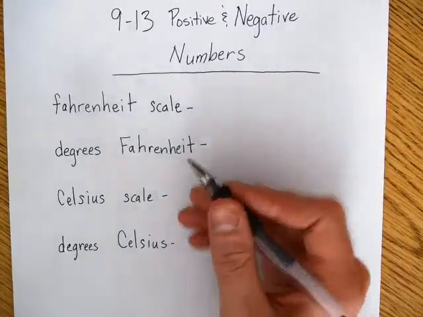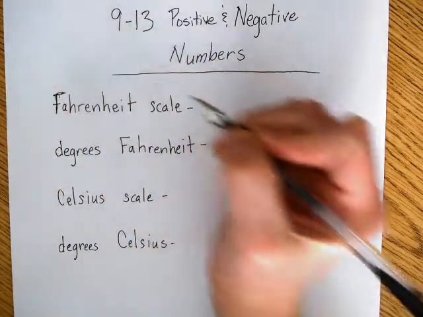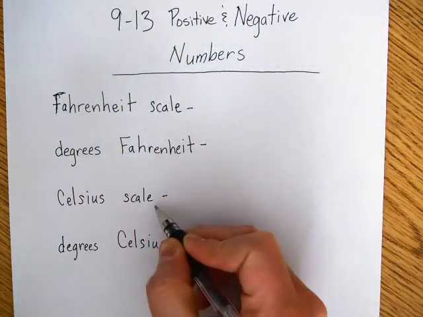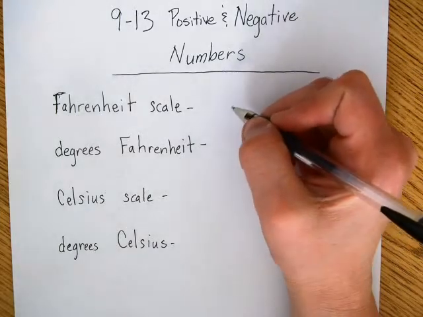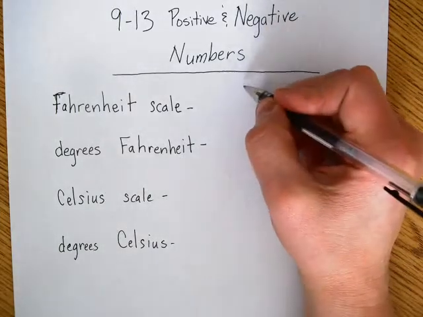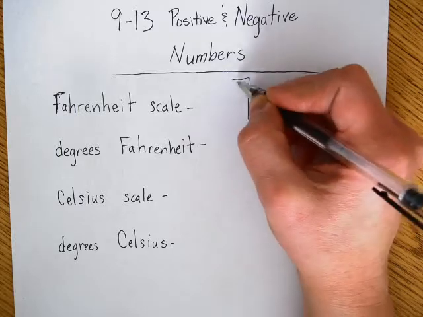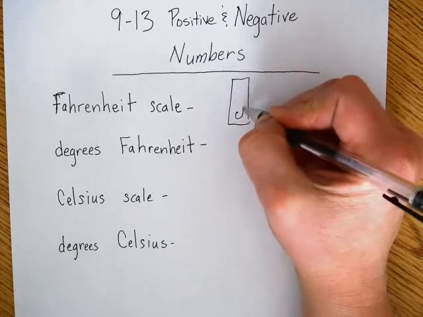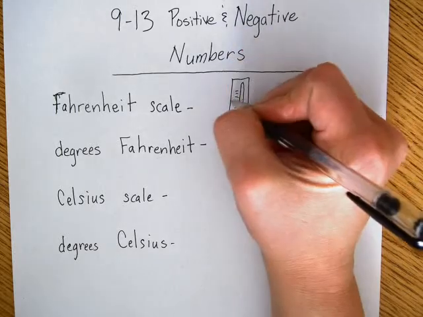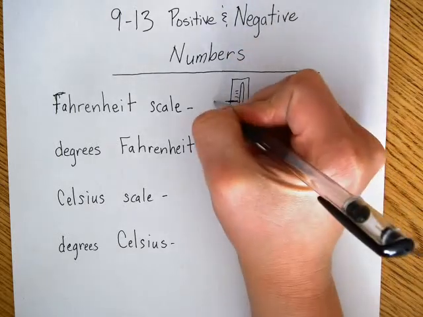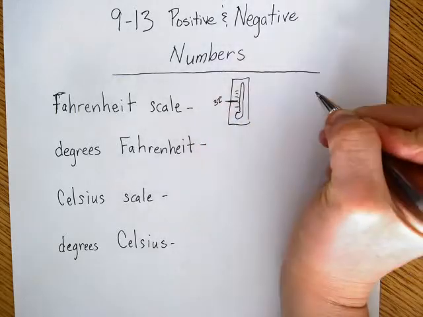So we use 2 different scales. We use a Fahrenheit scale and we use a Celsius scale. The Fahrenheit scale is what we usually see here in the United States on the thermometer. You look out the window or you see the degrees on the thermometer, and there's a scale of the temperature that will tell us. On the Fahrenheit scale, 32 degrees is freezing.